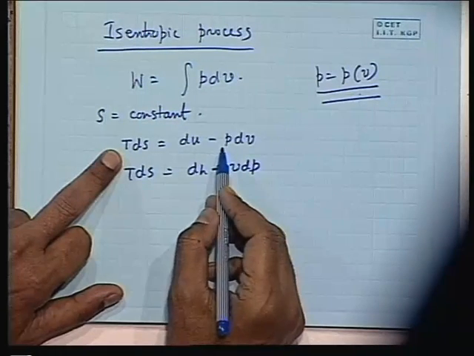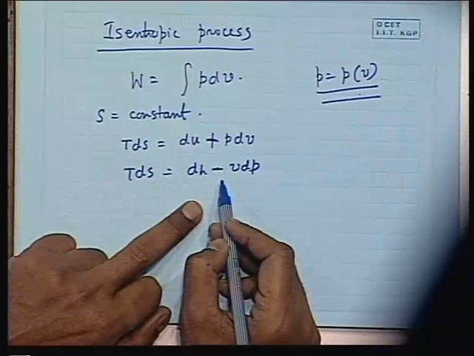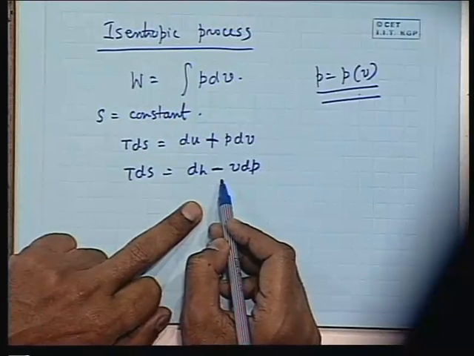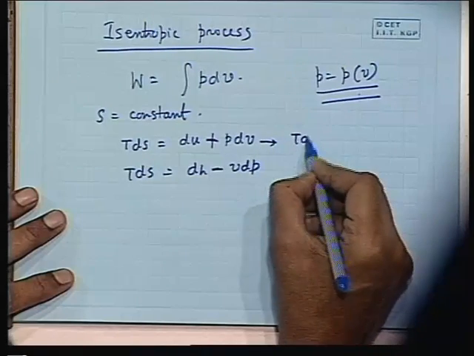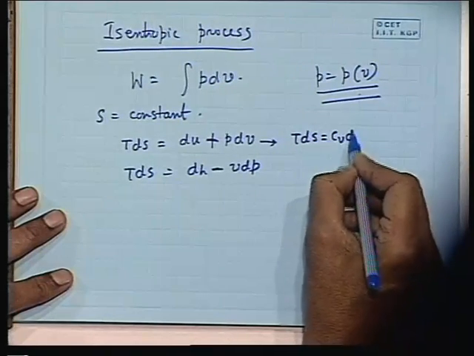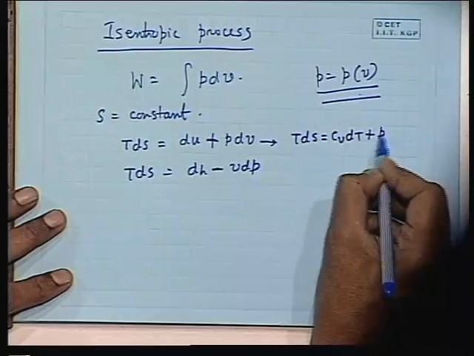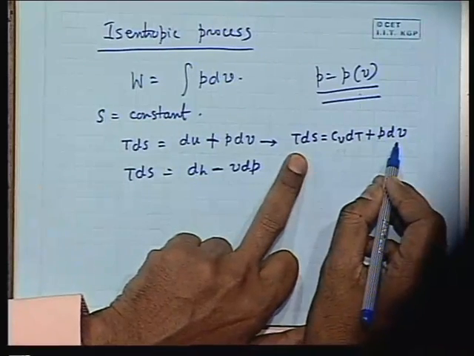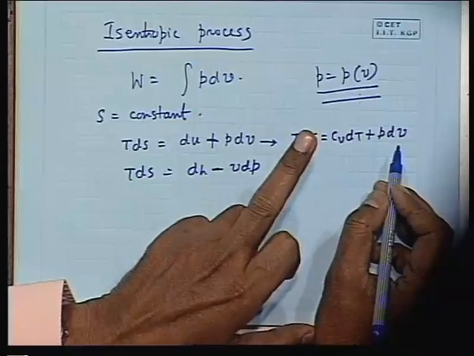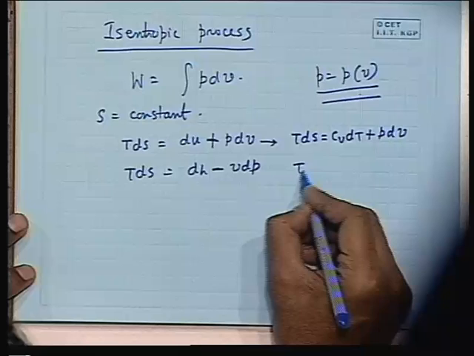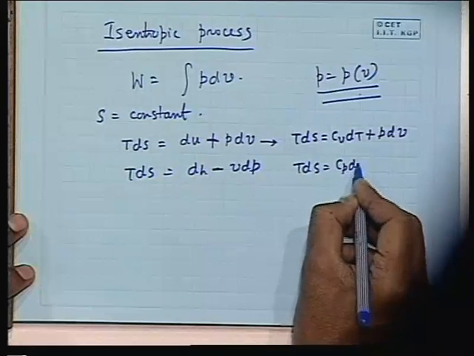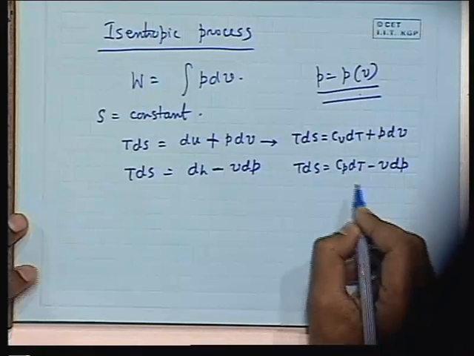The first one is TdS is dU plus P dV, and the second one has a negative sign. Very good, I am very happy. So these two equations are property relations, valid for all systems. Now if I write this as TdS is Cv dT plus P dV, is it valid for all systems? It is valid only for ideal gases. And this is also Cp dT minus V dP, valid for ideal gases.